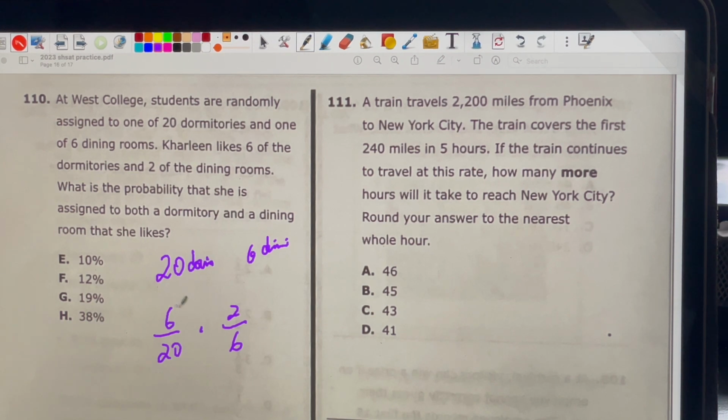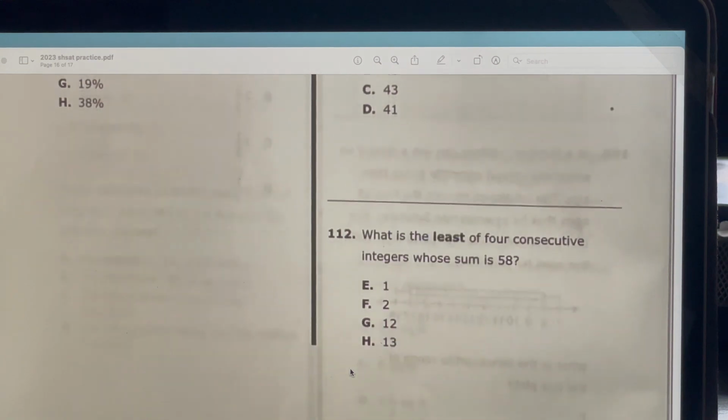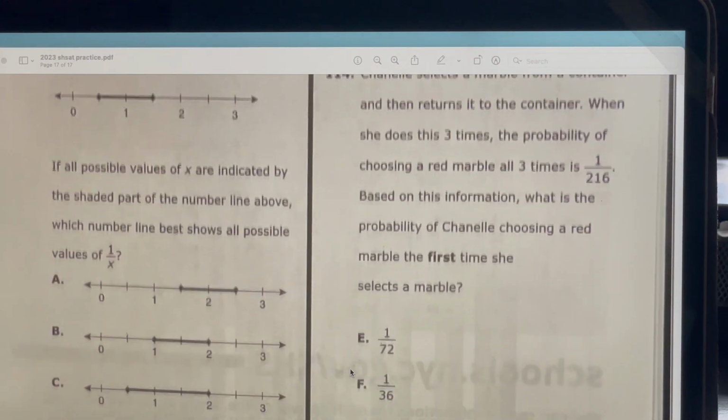Well, she has a 6 out of 20 chance for the dormitories and 2 out of 6 for the dining room. So let's multiply these two. That simplifies to 1, that simplifies to 10. So she has a 1 over 10 chance of getting what she wants, which equals 10%. And finally, 113. You guys can do the other ones.